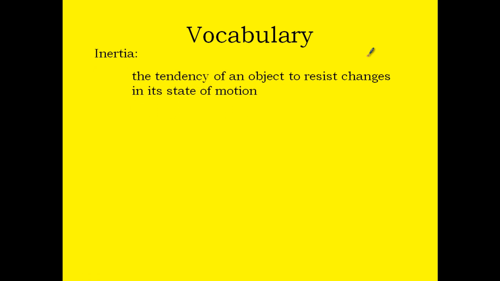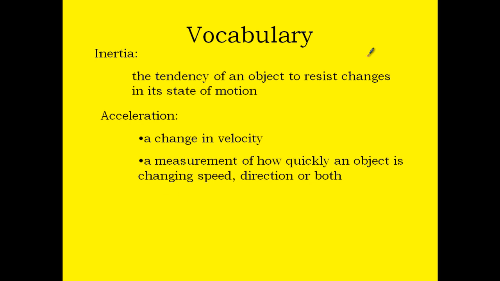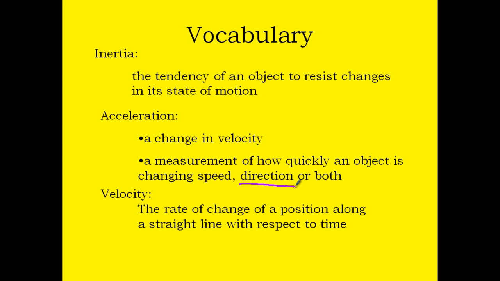Inertia is the tendency of an object to resist changes in its state of motion. Acceleration, you should already know this, is a change in velocity. It's a measurement of how quickly an object changes its speed, direction, or both. Now this direction is going to come in real handy when we talk about rotational stuff. And velocity, which we already know, is the rate of change of position along a straight line with respect to time. So how much distance it covers divided by how much time it took.